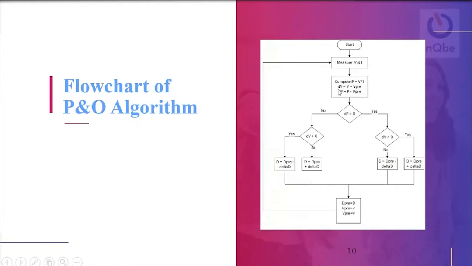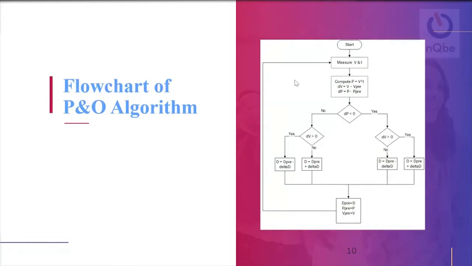Here we compute dV based on the current and previous voltage. That means it's simple: we measure the difference. Sometimes the pointer is disappearing, so sorry. We measure the current and previous voltage and calculate delta V, the difference in voltage. And we'll compute delta P, that means the current power at this time and the power after some time. After calculating delta P, we will decide for tracking.